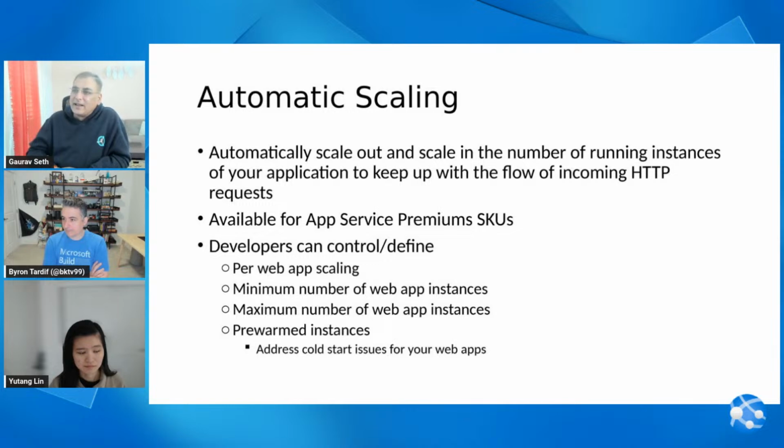So what exactly is automatic scaling? It basically lets your web app scale out and in based on incoming HTTP traffic. It's available for all Premium SKUs. And from a developer or architect standpoint, you can control how your individual web apps within the same plan scale. So it's sort of per-app, per-web-app scaling.